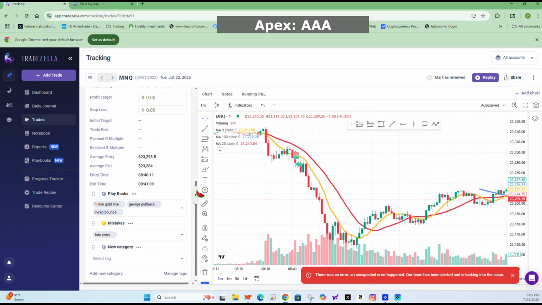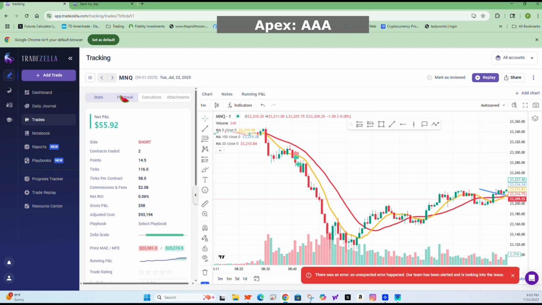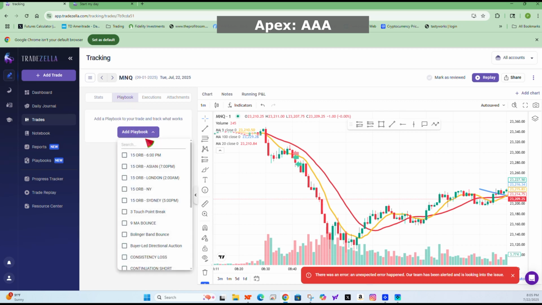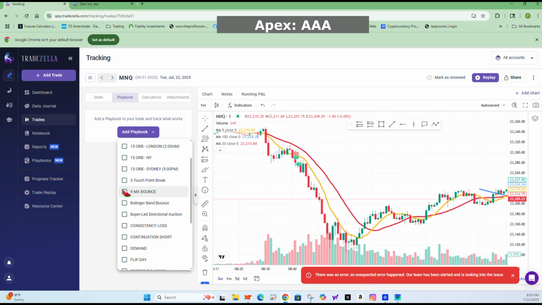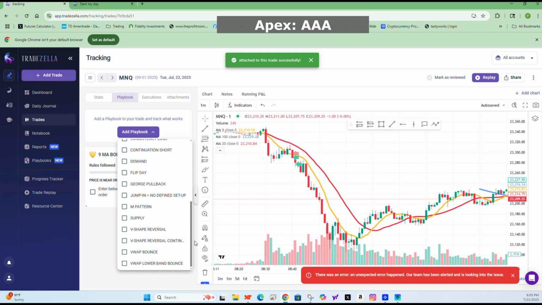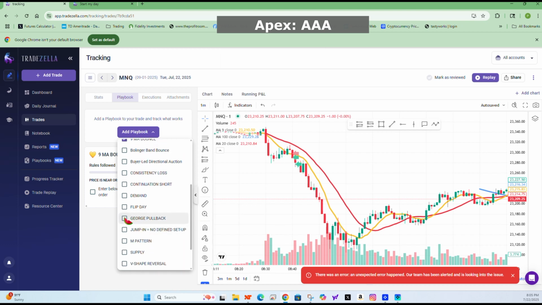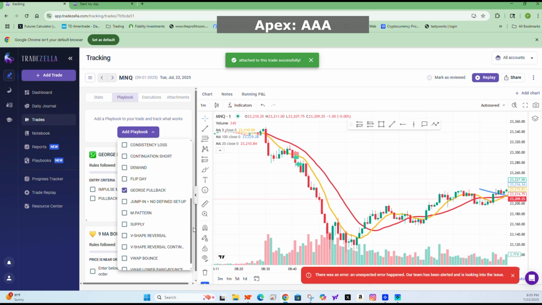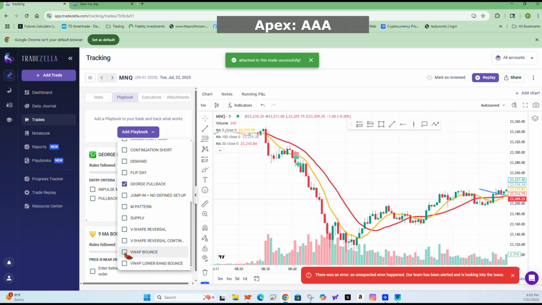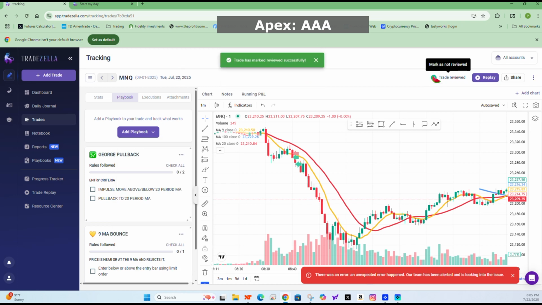So I did that. Now let me go ahead and put my playbook on here. Again, I'm going to add all 3 playbooks, so that was the 9 moving average bounce. It was also George pullback, that's the 20 moving average bounce, and it was a VWAP bounce. So all right, so I did that. I can mark it reviewed.